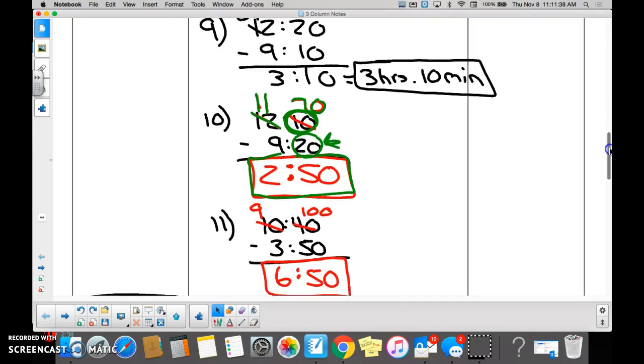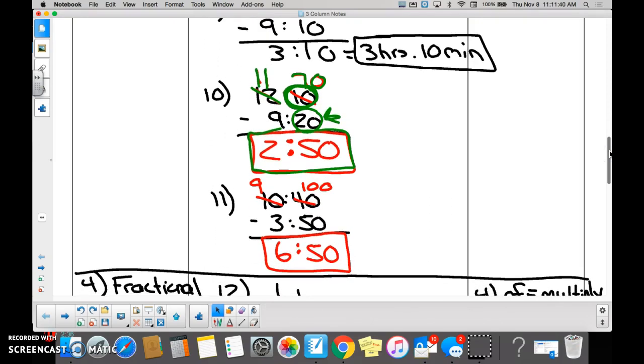Number 11, just another example of that. The big thing again is pay attention to the entire set of minutes, not just part of each minute, or not just the 0, the 4, the 0, and the 5. Look at the minutes as a whole. Everyone say that. I will look at the minutes as a whole.